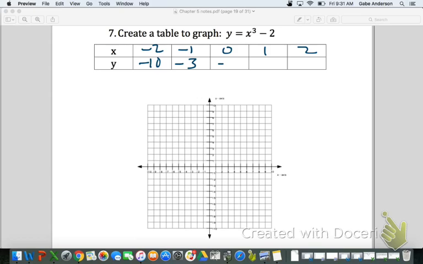-2. And let's try to finish this out. Anybody have the output for 1? -1. And then the output for 2 is? Should be 6. 8 minus 2.